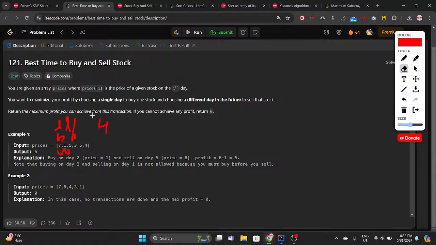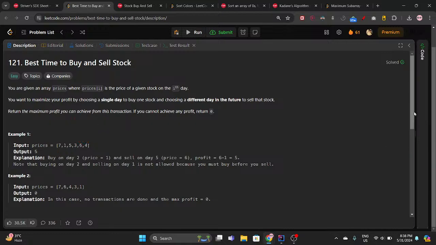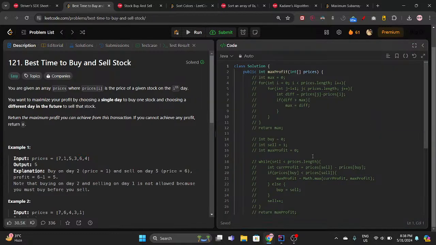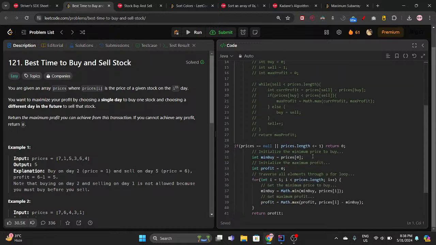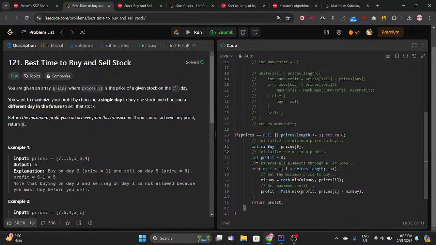After which it will come over here. Then come over here. Update 5, then come ahead. So is it that way? Minimum buy, for minimum buy, profit equals 0.